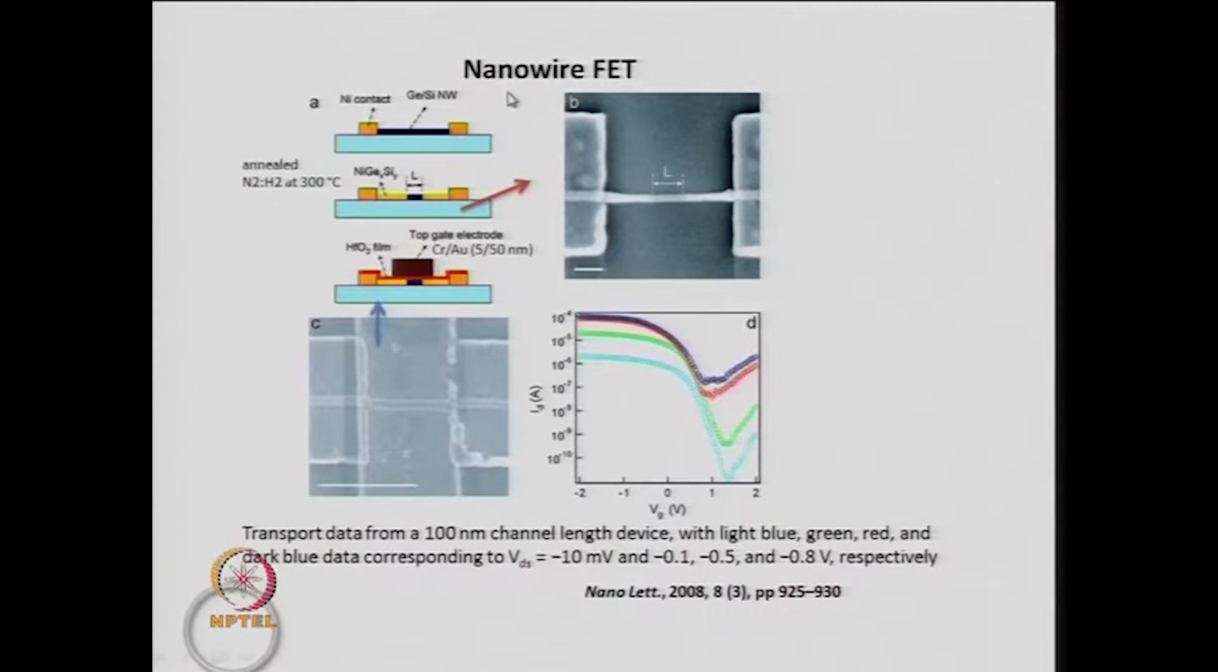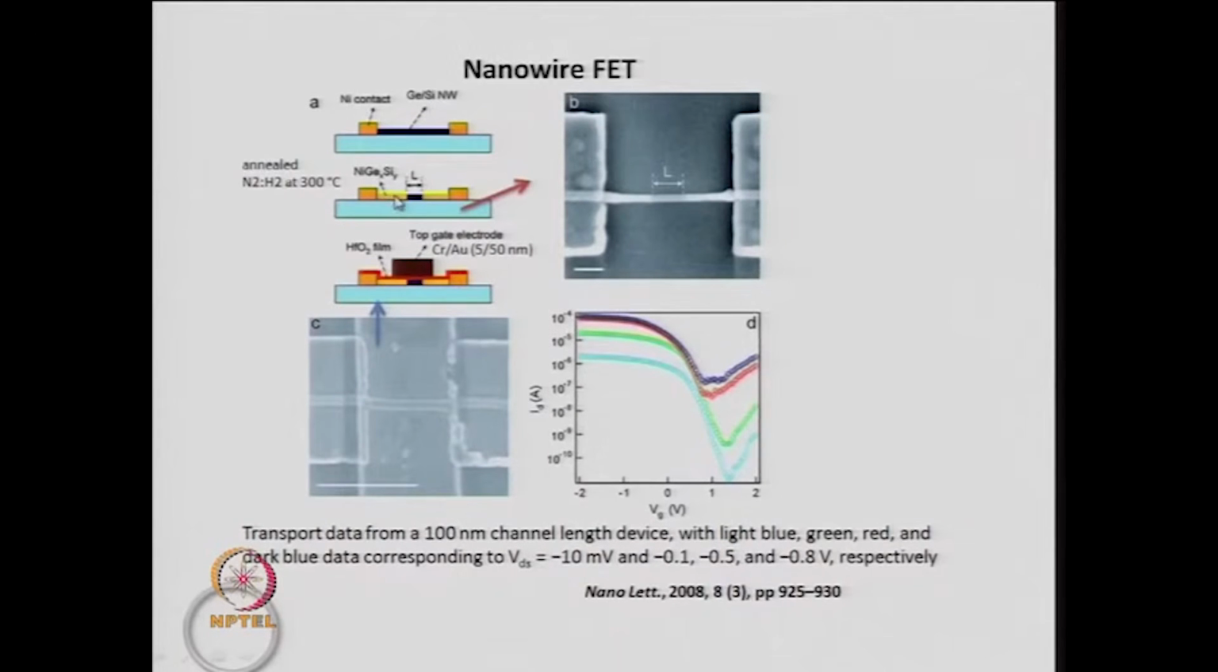Now, this is an example of a nanowire field effect transistor. Okay. So, what is this? Here, as you see, you have got a nickel contact on a silicon surface, and then you have a germanium silicon nanowire here, right. So, you have a germanium silicon nanowire, and these are nickel contacts, and when you anneal this around 300 degrees centigrade, then part of the nickel will diffuse in the germanium silicon nanowire.